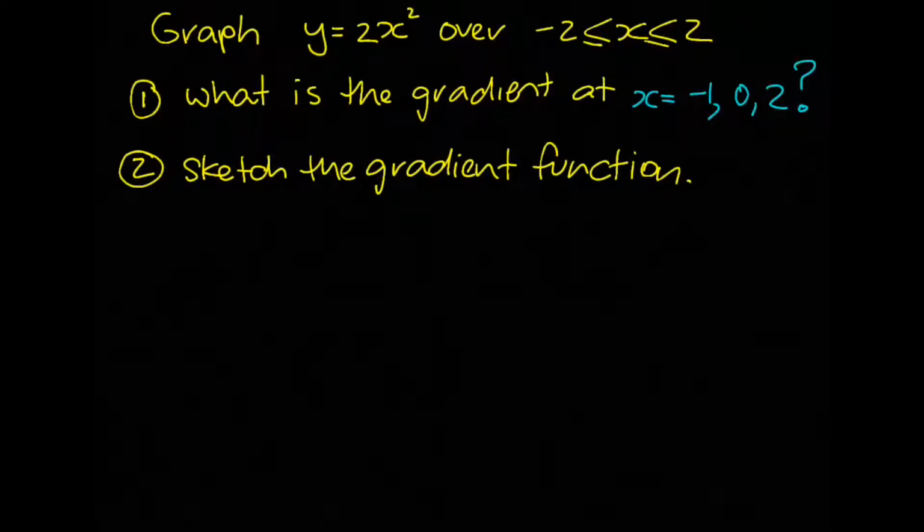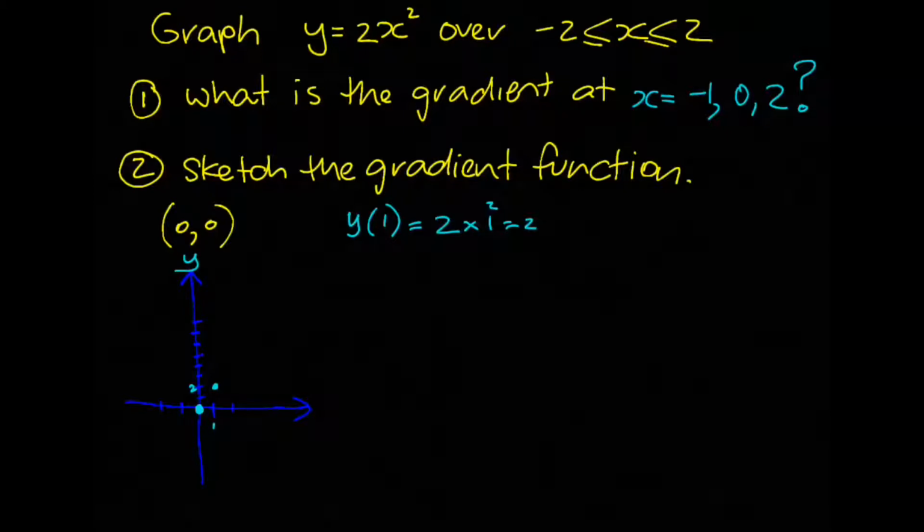Okay, we can see straight away that y equals 2x squared goes straight through 0, 0. So we've got a point here, which is our turning point. And let's find what the y value is when x equals 1. So y of 1 equals 2 times 1 squared, which equals 2. So we've got 1, 2. Let's make sure we put y and x here.